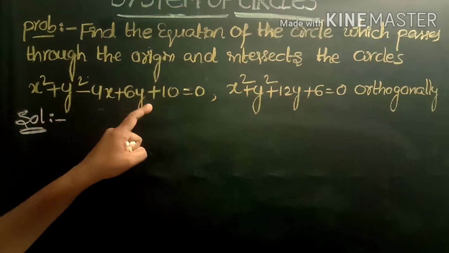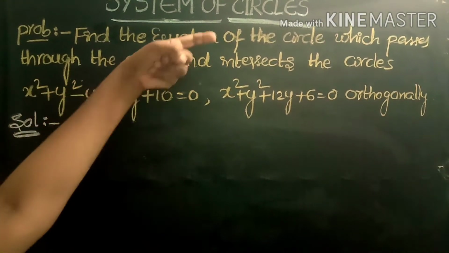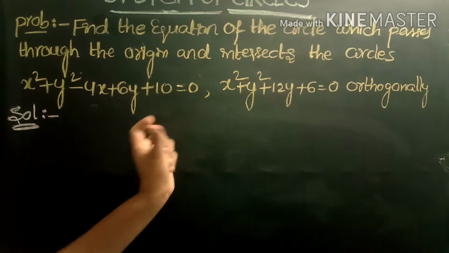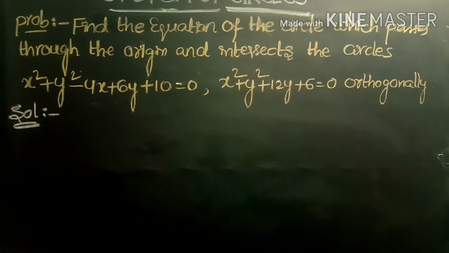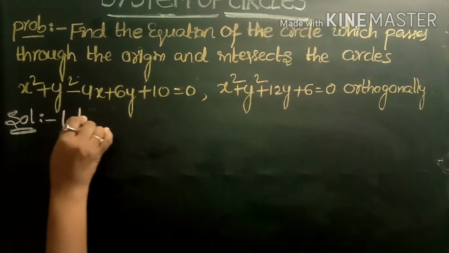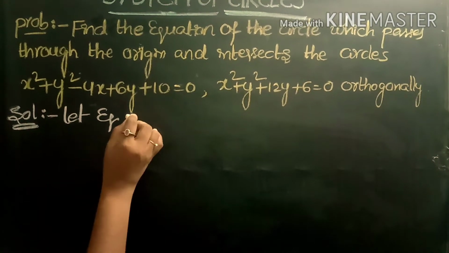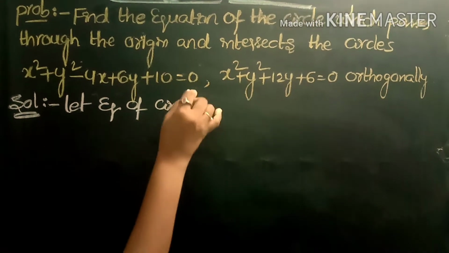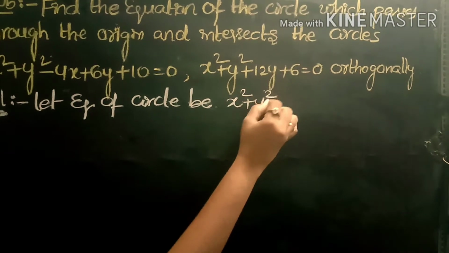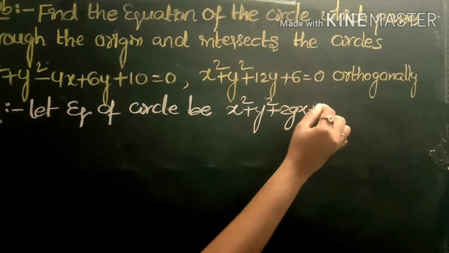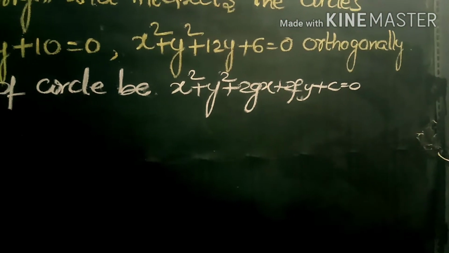That is, we apply the orthogonal condition to the required circle and this circle first, and to the required circle and this circle second. So we are applying the orthogonality condition to solve the problem. So first we are taking the equation of the circle in standard form. We have to find the equation of the circle, so first we are taking the equation of the circle. So equation of circle means we are taking the standard form, that is x square plus y square plus 2gx plus 2fy plus c is equals to 0.